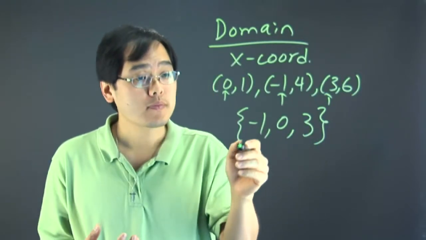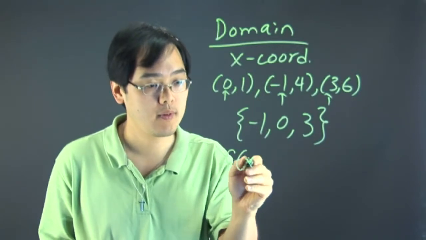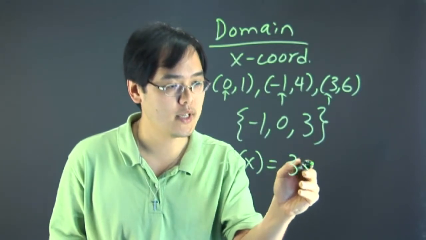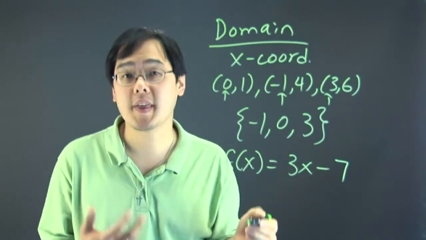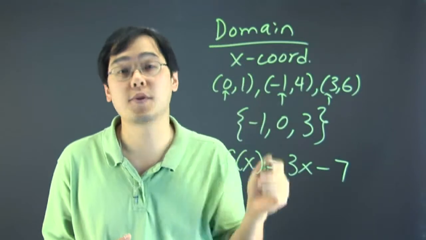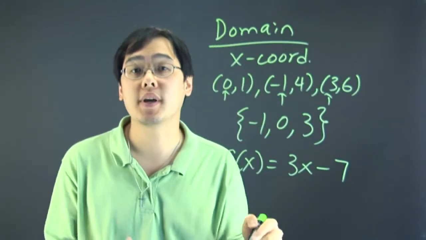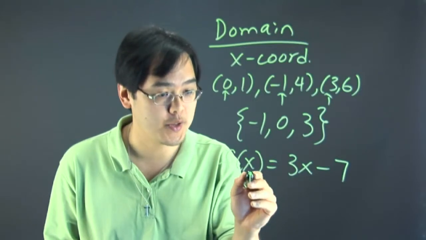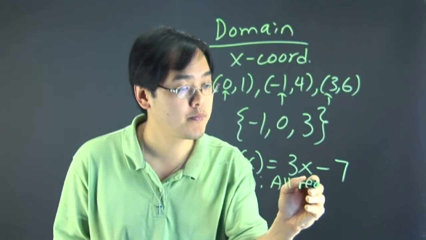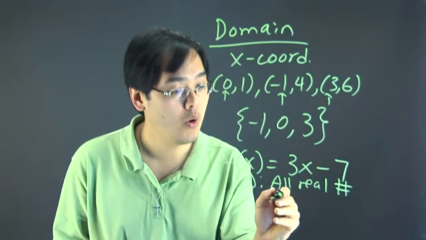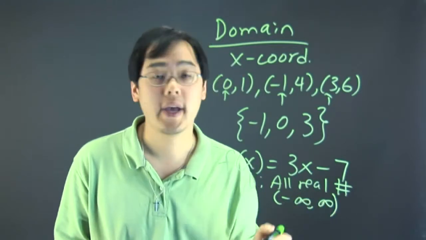Now, if you're asked to find the domain of, let's just say, a function, f of x equals 3x minus 7, you want to think about, okay, in order to look up the domain, what's allowed for x? Now, because this function is that of a line, you can plug in any number you want. So the domain, one of two ways you can think about it, is all real numbers, or in interval notation, negative infinity to infinity.